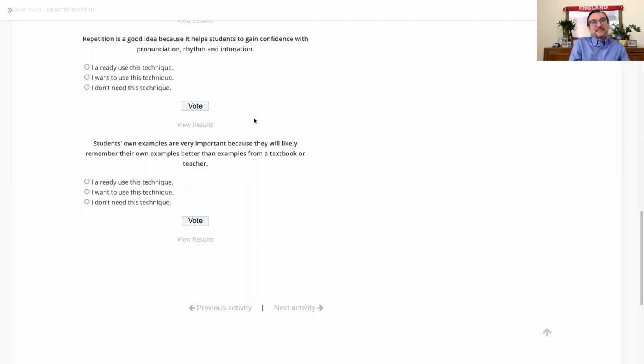Students' own examples are very important because they'll likely remember their own examples better than examples from a textbook or teacher. Sorry, I didn't know we were on the last one. I already use this technique, and as I've taught longer and longer, I do this more and more throughout different stages of the lesson. I'm always looking for opportunities to do this.